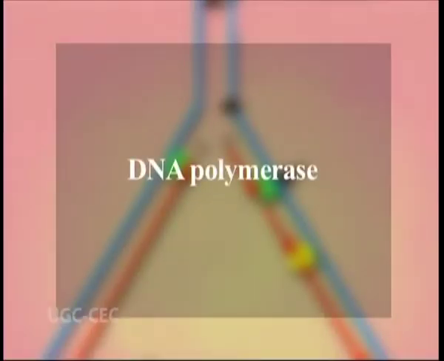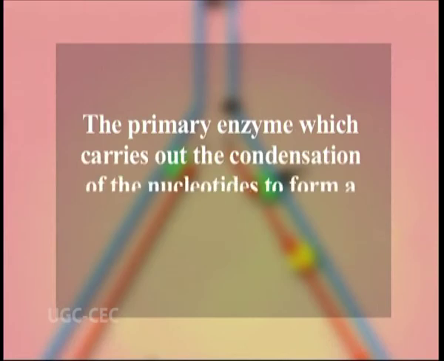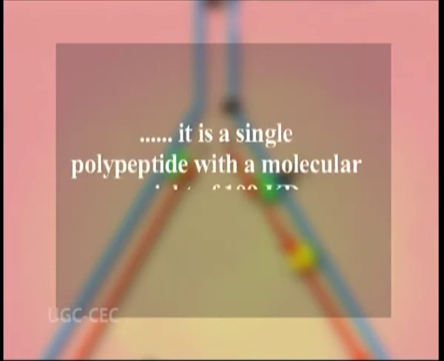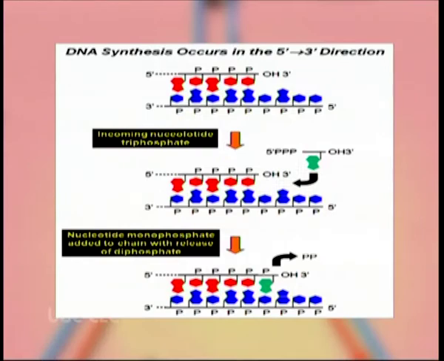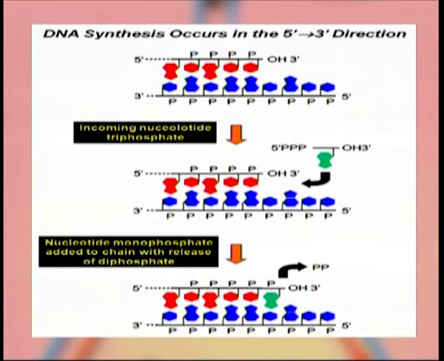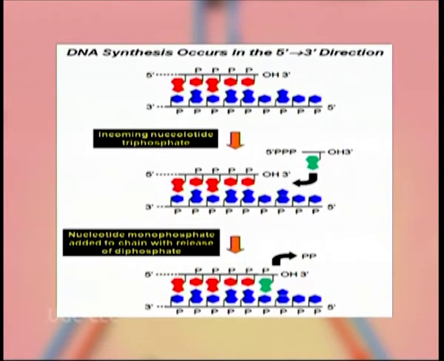DNA polymerase. The primary enzyme which carries out the condensation of the nucleotides to form a polynucleotide chain is the DNA polymerase. It is a single polypeptide with a molecular weight of 109 kD. It catalyzes the synthesis of DNA in the 5' to 3' direction, that is, it starts copying the template DNA from its 3' end. It cannot act in the opposite direction.